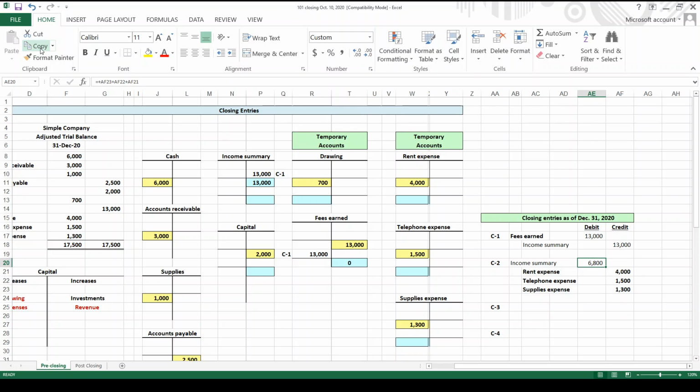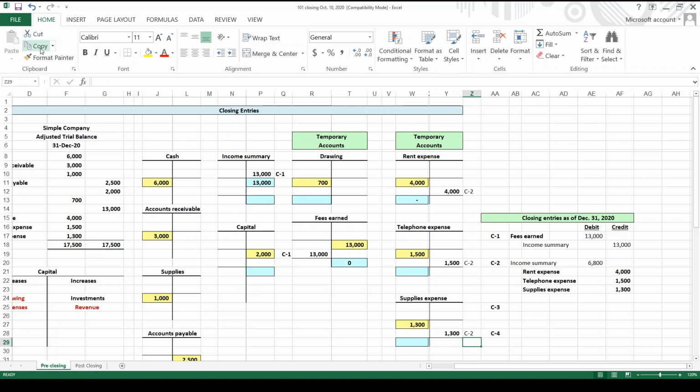$6,800. Okay. Now what? All right, let's post these. Let's put the 4,000 over here. I'll call that C2. What's the balance in rent expense? It's obviously going to be what? 0. Okay. 1,500 supplies. Whoops. 1,500 supplies. C2. That's telephone. This is supplies. Well, you know what's going on here, right?